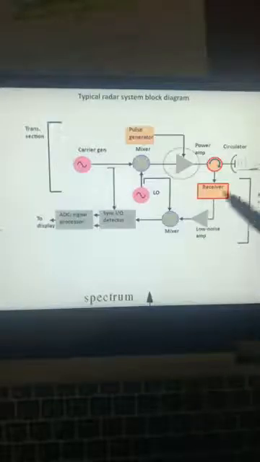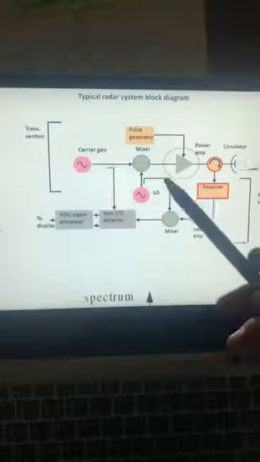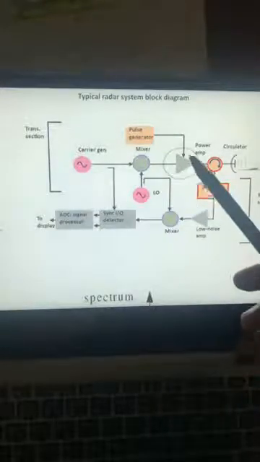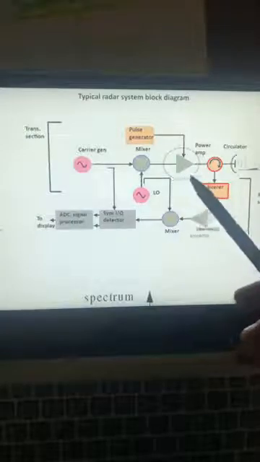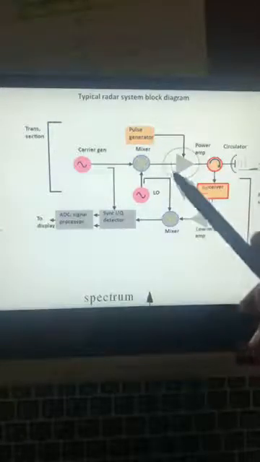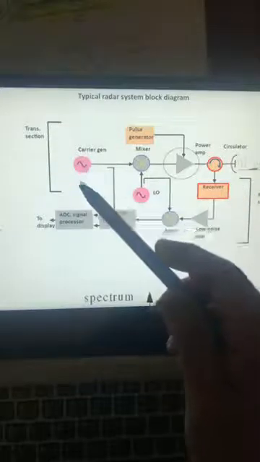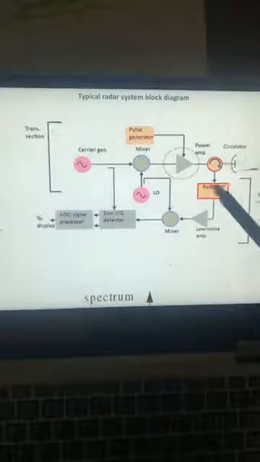Perhaps there is a course in radars as well, and you learn this. But primarily it's a carrier, which is a cosine generator, and then you have a pulse generator. You mix the cosine with a pulse. And this is a power amplifier, so you amplify, put a lot of power in it, and then you throw it in the air. And this is a circulator which turns off the transmitter side and opens the receiver side.